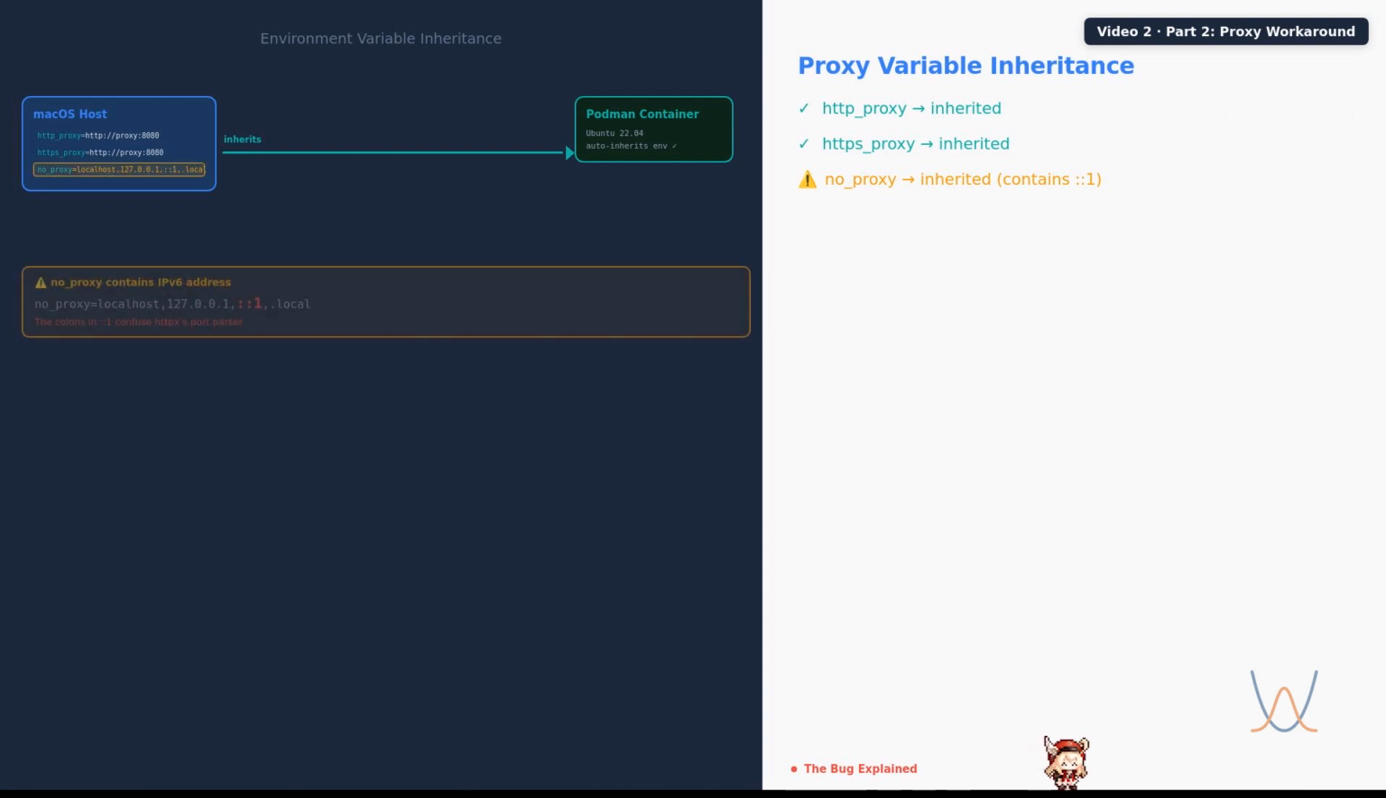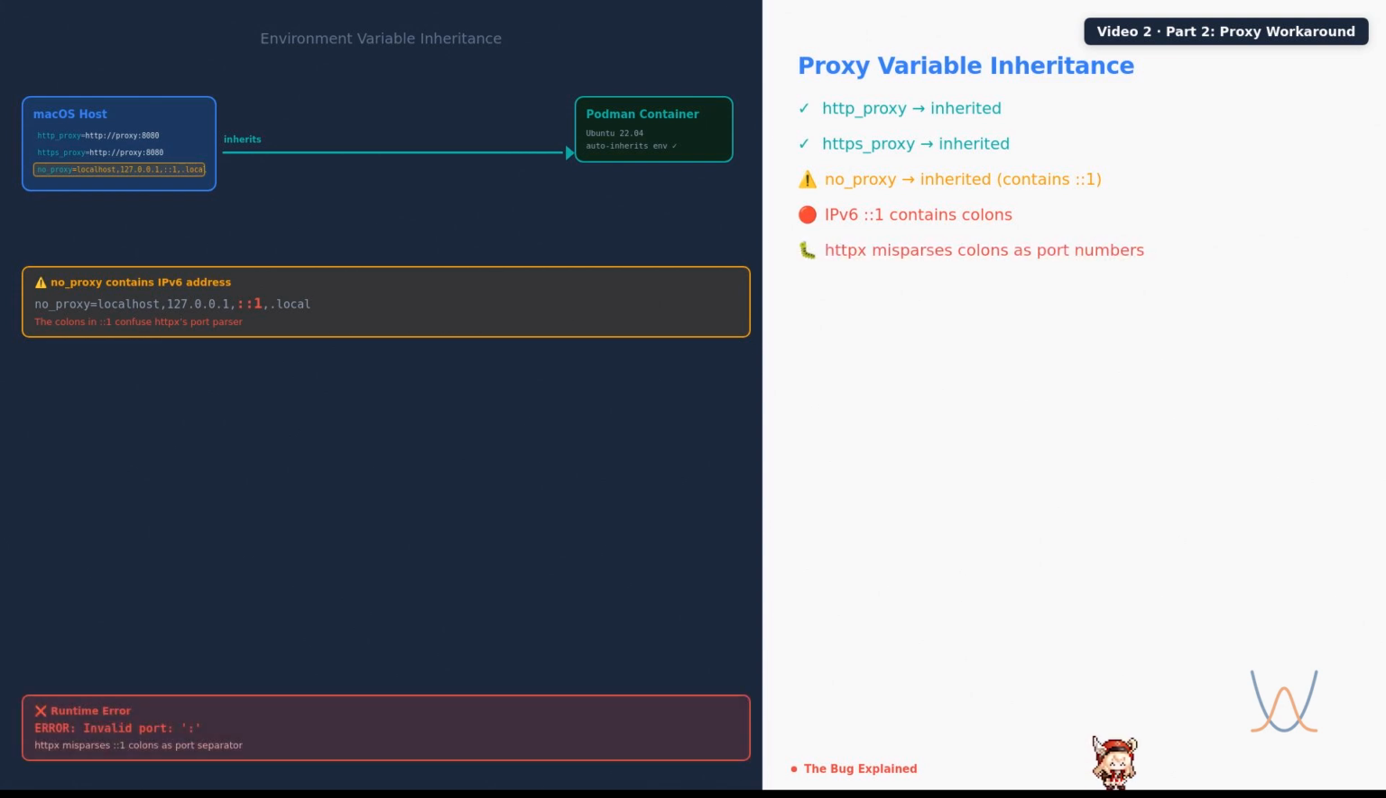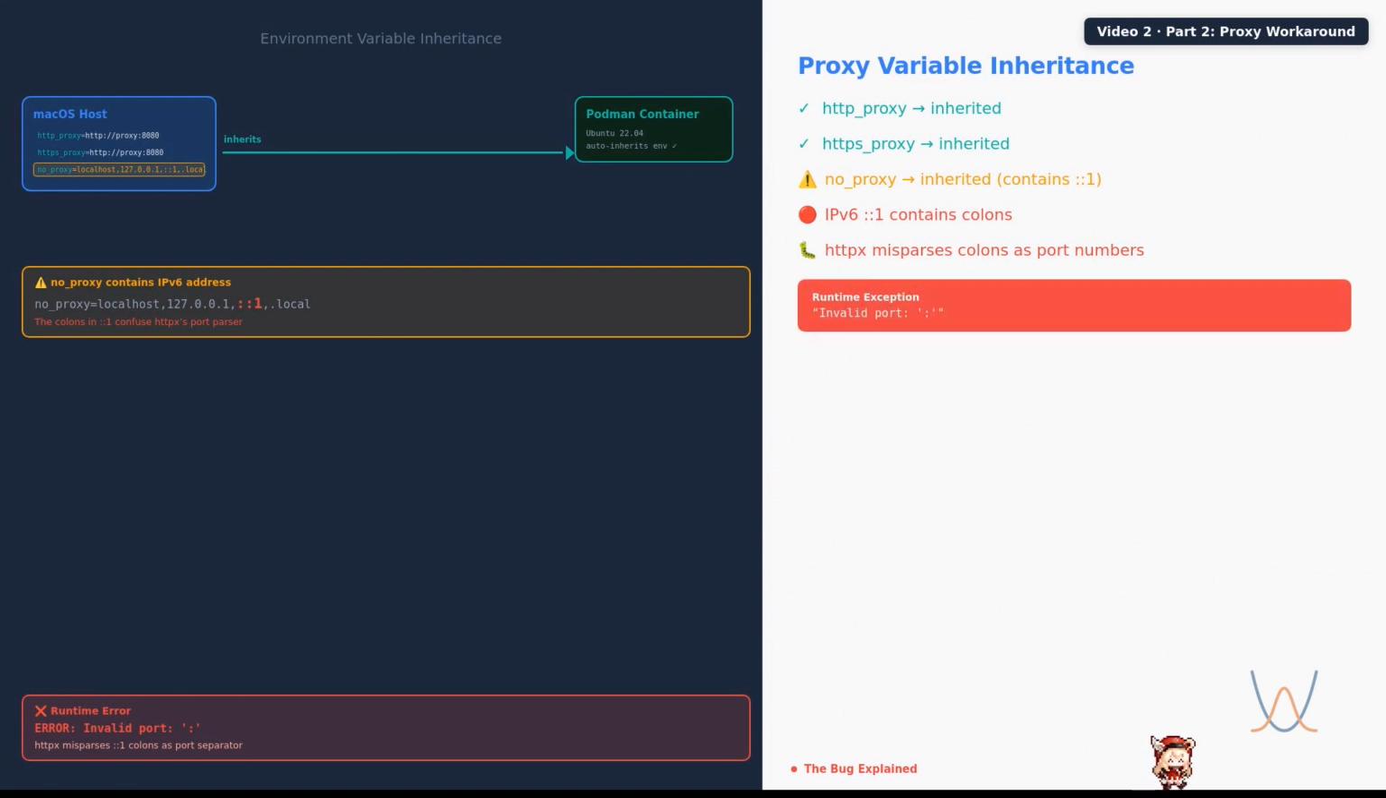macOS commonly populates no_proxy with values containing IPv6 loopbacks like ::1 or local domains. A bug in HTTPX causes it to choke when parsing the colons in these inherited proxy strings, mistakenly interpreting them as malformed port numbers, and will thus throw the "Invalid port" error at runtime.